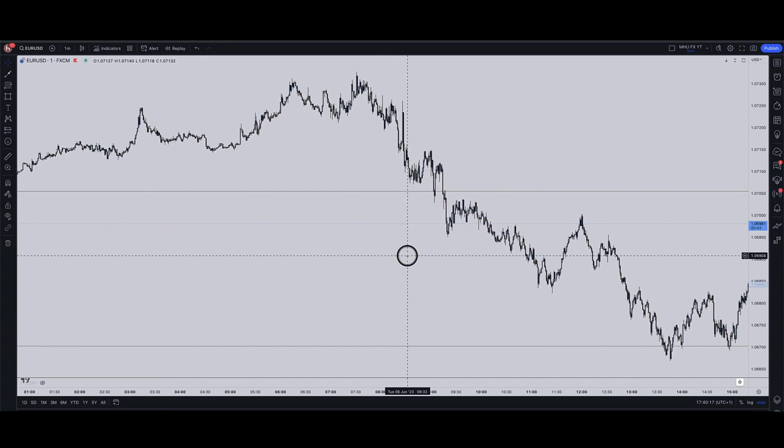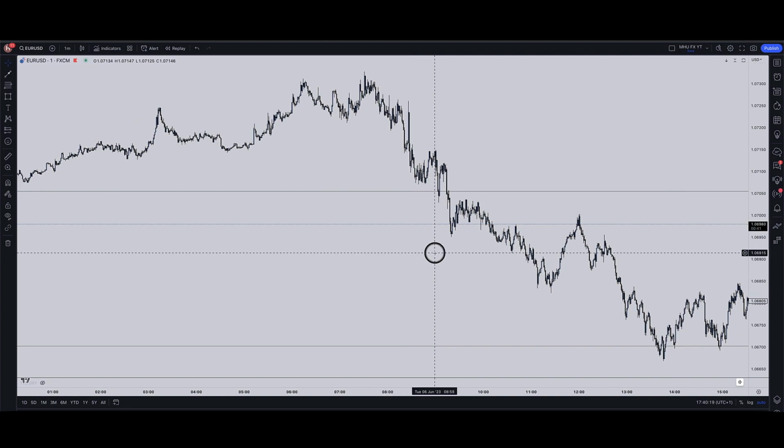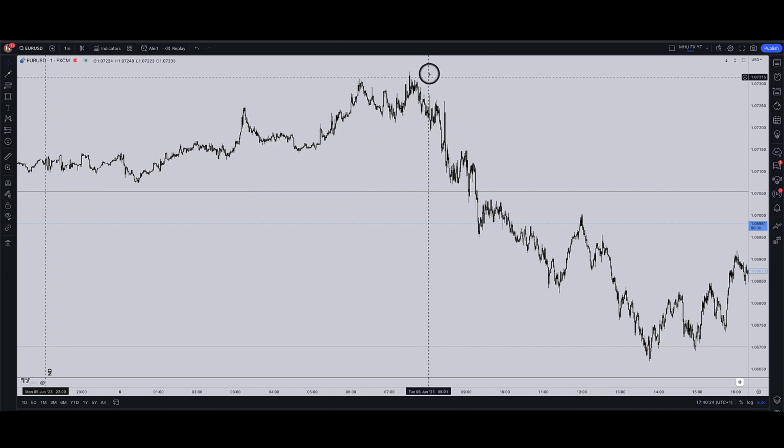But I did get active during the London session. That's the session I wake up on. That's the session I'm active for. And so what did I see? I saw price was rallying higher. Yeah, taking out some highs. And then we began to drop lower.